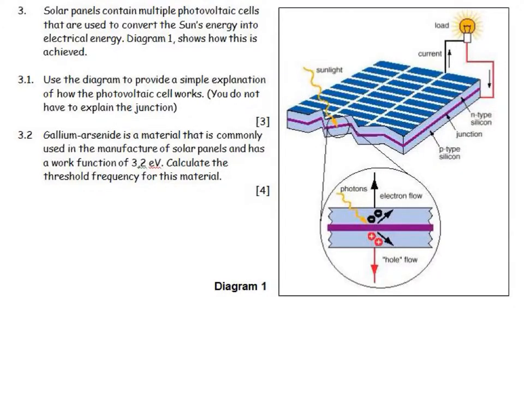We've got solar panels, and they contain multiple photovoltaic cells. They're used to convert the sun's energy into electrical energy. Use the diagram to provide a simple explanation of how the photovoltaic cell works. You don't have to explain this concept of a junction. So the first thing that happens is the energy from the photons from the sun dislodges the electrons, or removes the electrons, from the material. Those electrons then go into the silicon, and because they are free to move, they conduct electricity. So I'm going to write that down. You can see there's electron flow over there.